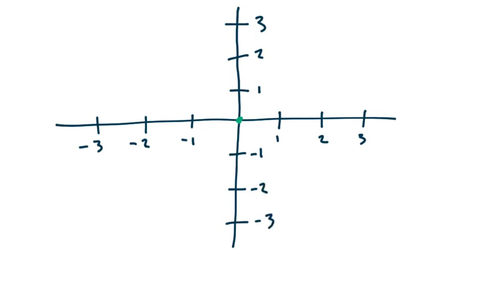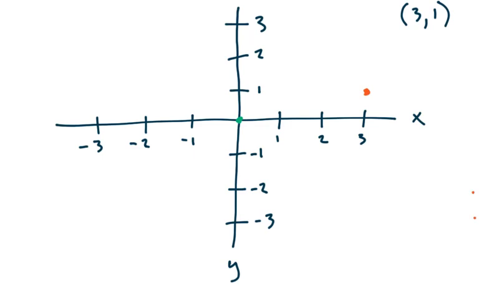So let's do 3, 1. I'm going to start at the origin. I'm going to go 1, 2, 3 is my x value. This is x, this is y. But I'm not going to stop there. I've got to go up to 1. 3, 1 is right here. +3, +1.